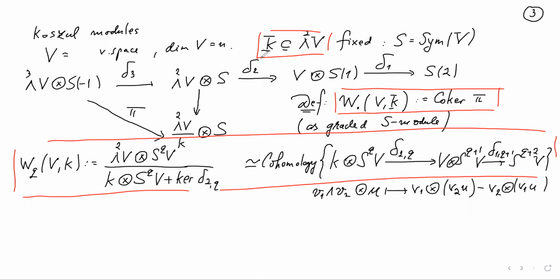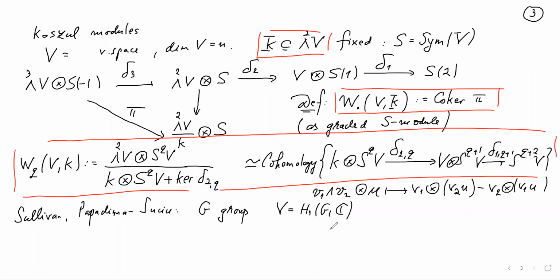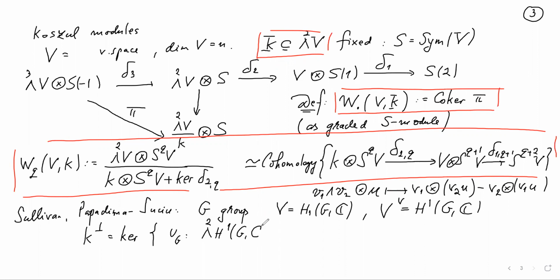But what is the connection to group theory? I should go back to this, and this is summarizing work of, say, Sullivan and Papadima–Suciu. First of all, if G is a group, you can consider a Koszul module in the following way. You take simply V, the vector space, to be the homology, it's just the Abelianization with complex coefficients. Then the V dual is, of course, the cohomology. And then I have to give you a K. So I will give you first the K perp, the orthogonal. K perp is just the kernel of the cap product map, of the first cap product map. And this is from wedge 2 H^1 of G, the first level of cohomology, into H^2 of G.